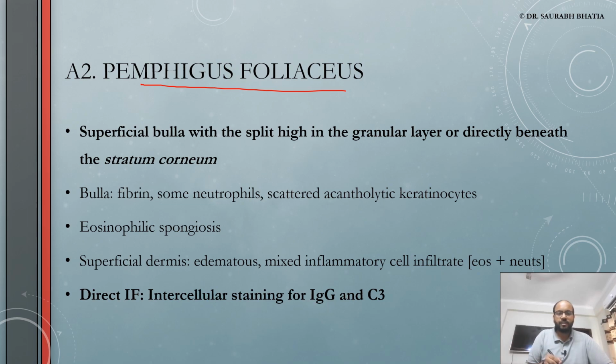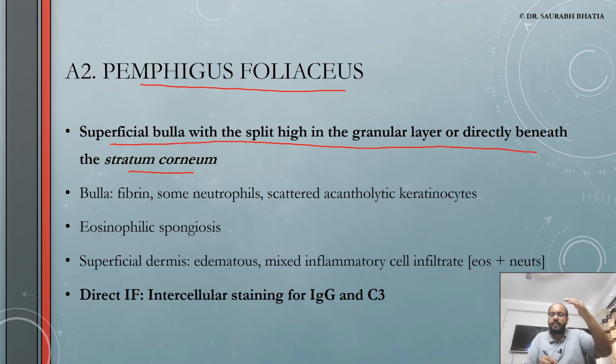In Pemphigus foliaceus, you have a superficial bulla with a split high in the granular layer or directly beneath the stratum corneum. So the split can be just below the stratum corneum or high up in the granular layer, roughly in the top 1/4 or top 1/5 of the epidermis. That's why we include Pemphigus foliaceus in the subcorneal blistering disorders.